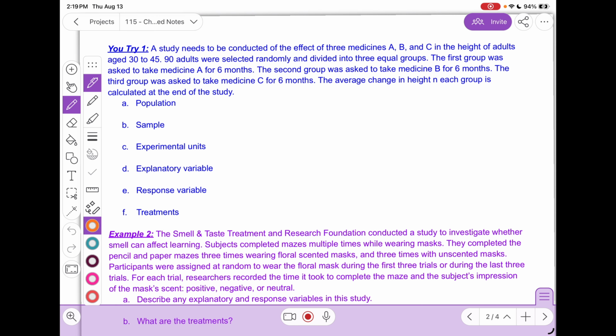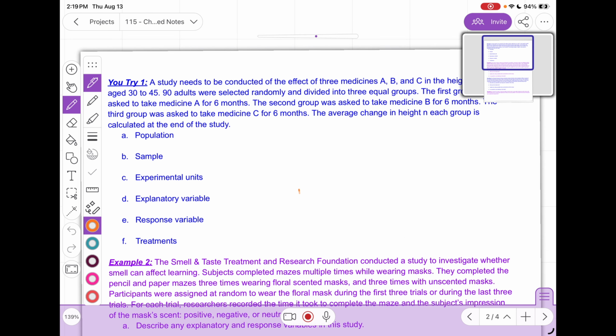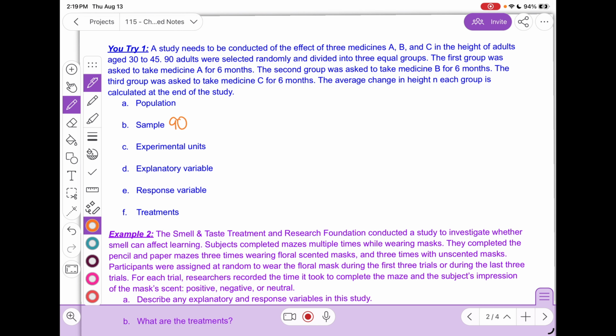All right, a study needs to be conducted on the effect of 3 medicines, A, B, and C, on the height of adults aged 30 to 45. 90 adults were selected and put into 3 groups. So the sample is 90 adults aged 30 to 45, and the population would be all adults aged 30 to 45. And then the experimental unit would be each adult in the sample.